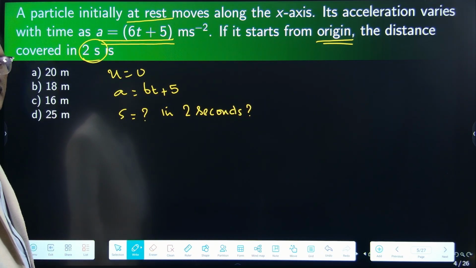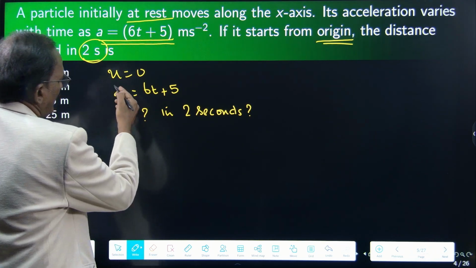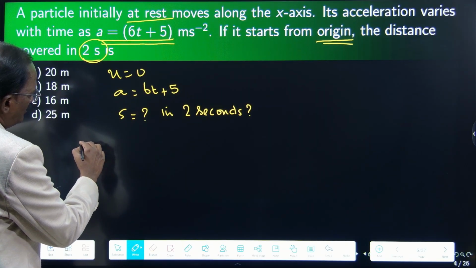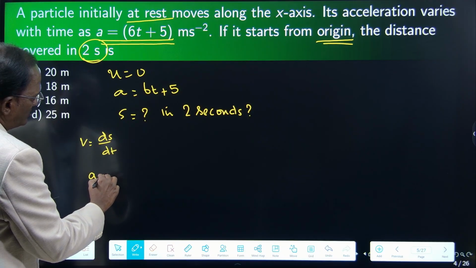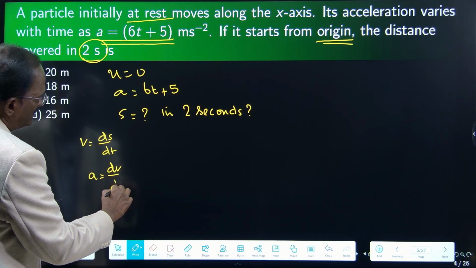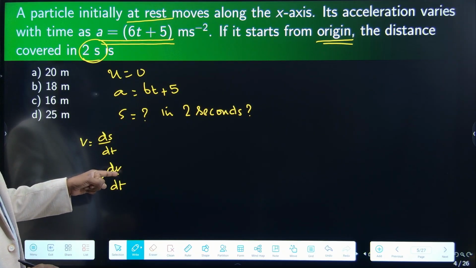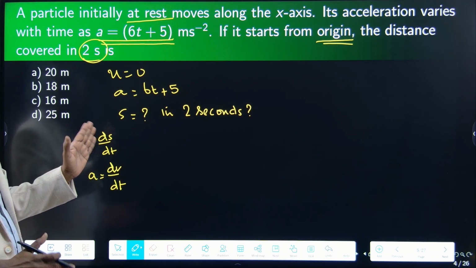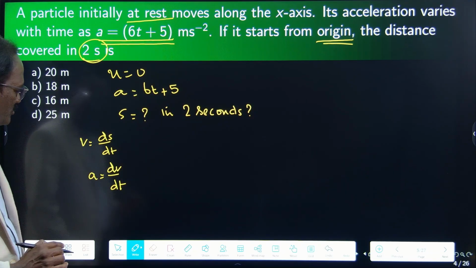How long distance the particle would have gone? That is the question, right? So from acceleration we have to come down to displacement. We know v is equal to ds by dt and a is equal to dv by dt. A is given. From a we have to find v. If we integrate it, we will get v. Then from v we have to find s. These are the 2 steps we have to do. First, let us find what is the velocity.